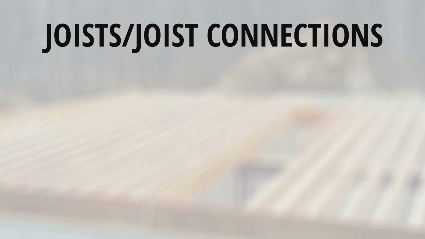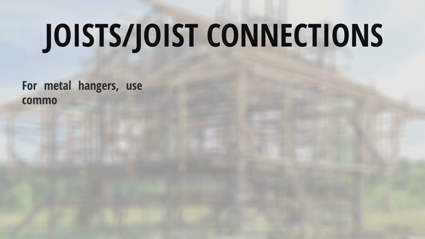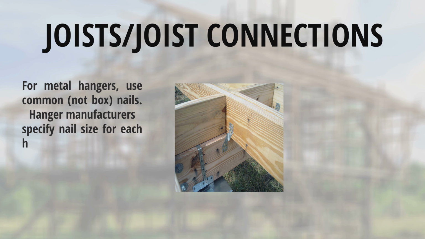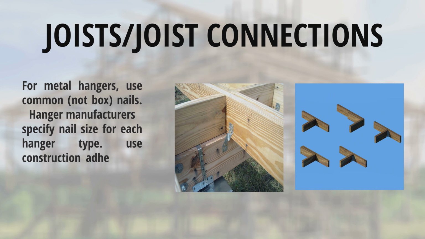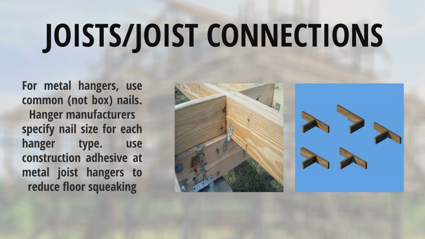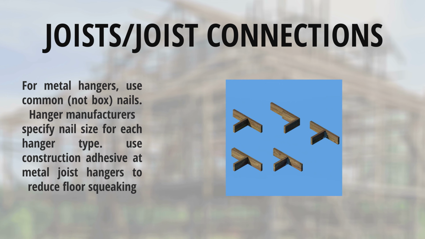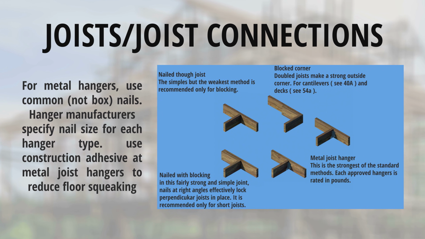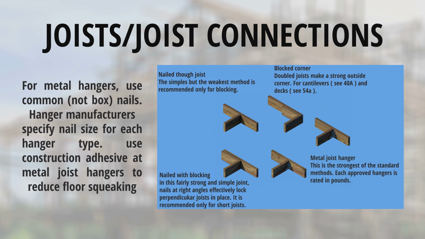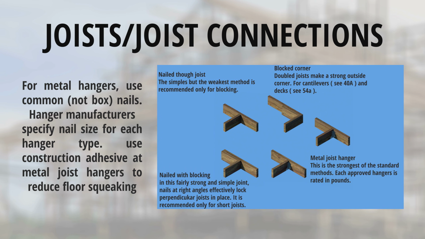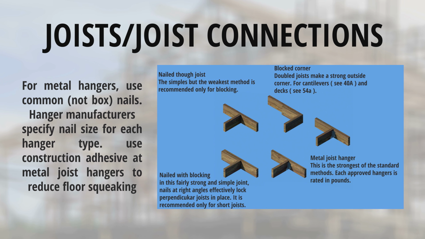Joist connections. For metal hangers, use common, not box nails. Hanger manufacturers specify nail size for each hanger type. Use construction adhesive at metal joist hangers to reduce floor squeaking. Let's take a look at the detailed illustration. Nailed through joist, the simplest but the weakest method, is recommended only for blocking. Blocked corner, double joists make a strong outside corner for cantilevers and decks.